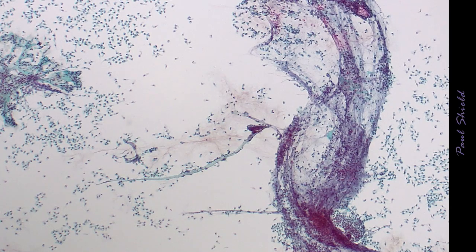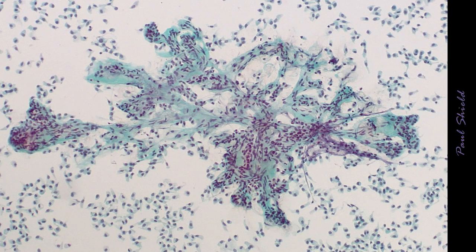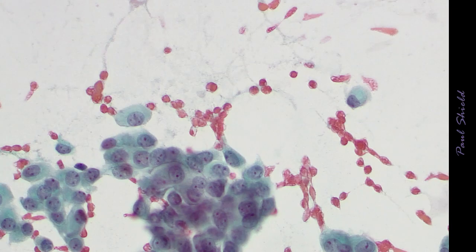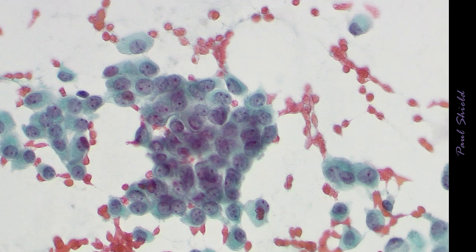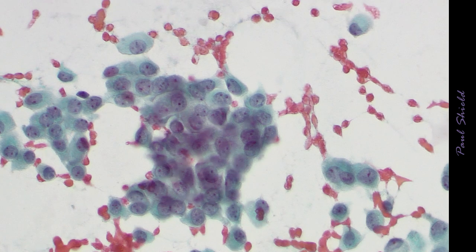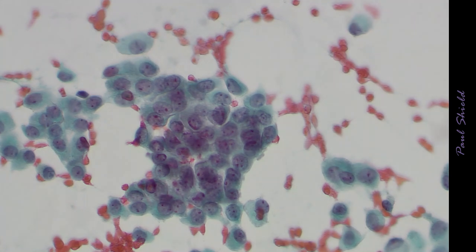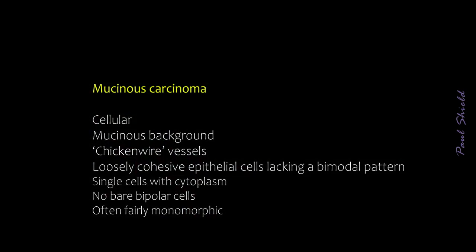Sometimes people describe these as chicken wire type vessels. They tend to be quite thick and thin and form branching networks. Finally, just the morphology of the high power nuclei is quite bland, really.